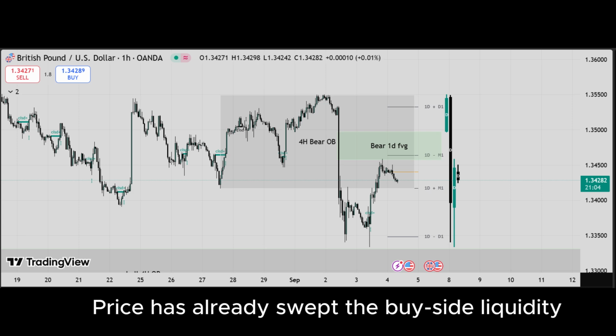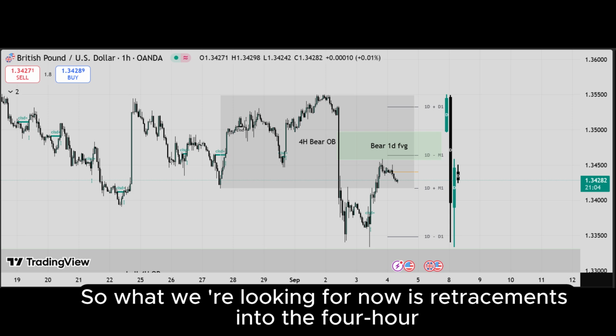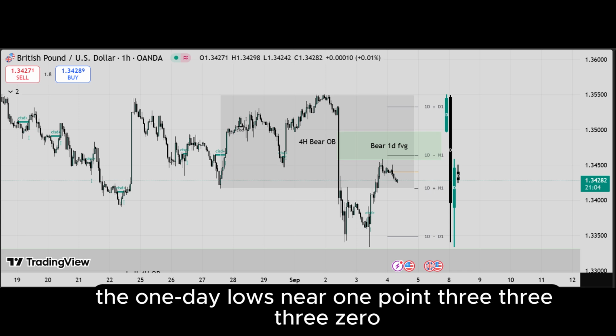Price has already swept the buy-side liquidity. The 1-hour change in state of delivery has just confirmed downside momentum. So what we are looking for now is retracements into the 4-hour bearish order block to take short entries, with the objective being the 1-day lows near 1.3330.